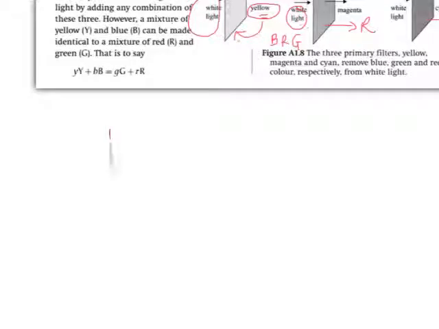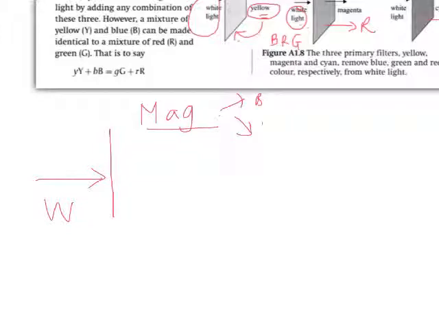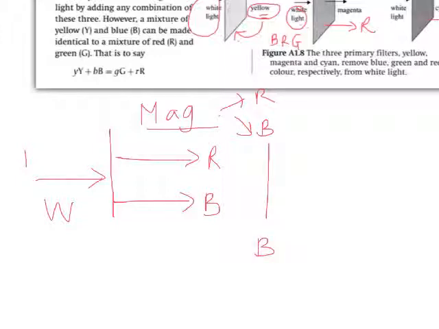If I first use a magenta filter, again, white light flows through, and magenta has red and blue. So you'll get red and blue. But what happens if I put a blue filter here? Well, you will get red light coming through.